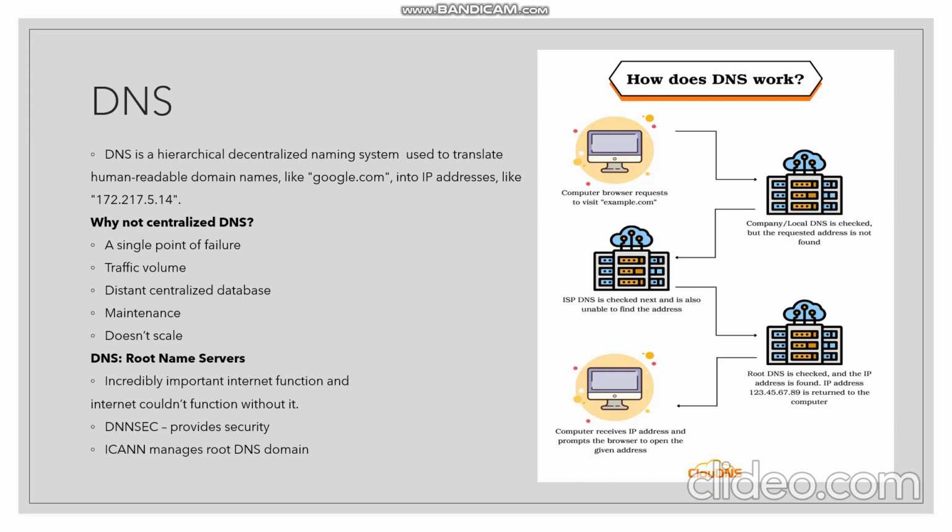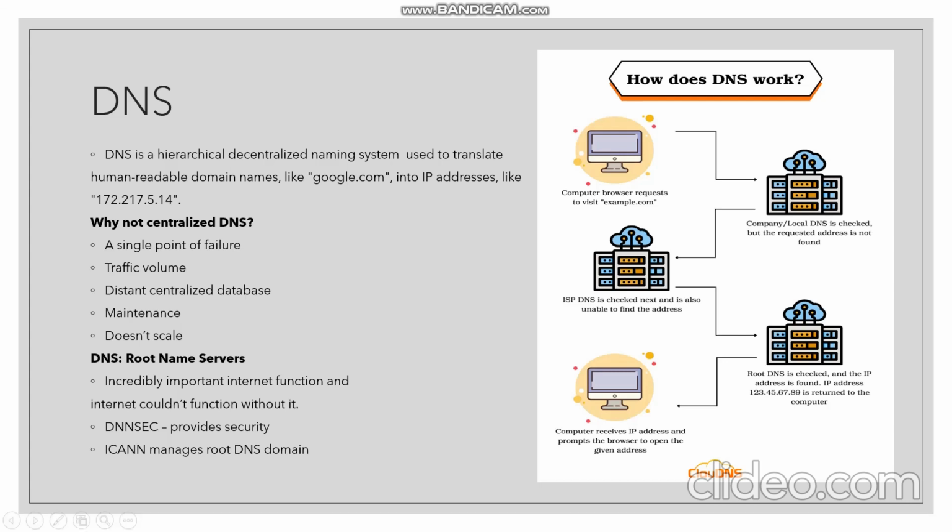So why do we not have a centralized DNS? The main point is that it will lead to a single point of failure. Like, if a system failure occurs in the centralized DNS, all the system will fail. The second is traffic volume, the third is the distant centralized database, the fourth is maintenance, and fifth, it doesn't scale much. The DNS root name servers are an incredibly important internet function, and the internet couldn't function without them. DNSSEC provides security and ICANN manages the root DNS domain.